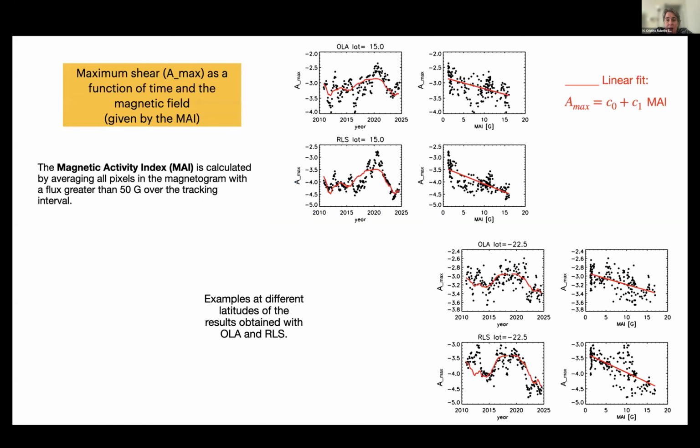So I did the same for the amplitude of this shear. Again, on the left as a function of time, and then on the right as a function of this average magnetic field at the surface, the MAI. I fit a straight line, and on the left, again in red, you can see this MAI normalized. So you have two examples here, two different latitudes, for you to have an idea of the fitting.